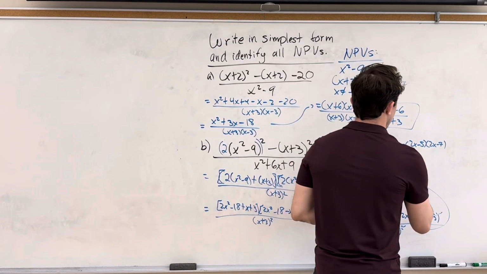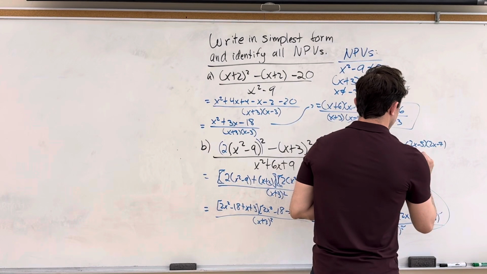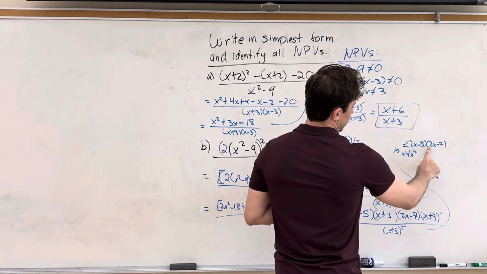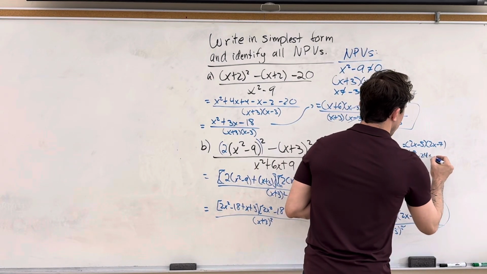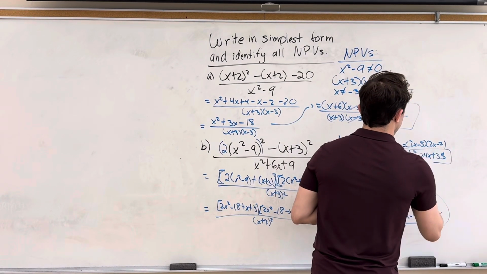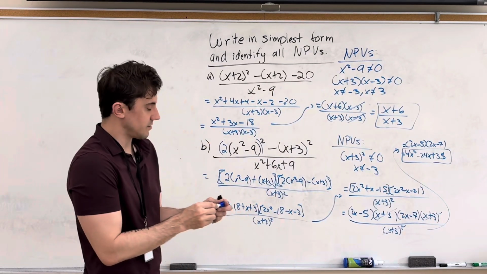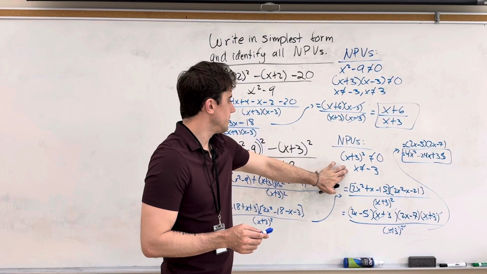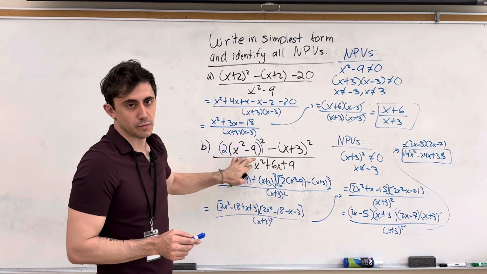And that becomes 4x squared minus 14x minus 10x plus 35. And there we have it. That's our simplified expression, again, with our non-permissible values stated and taken from the original form of the expression.